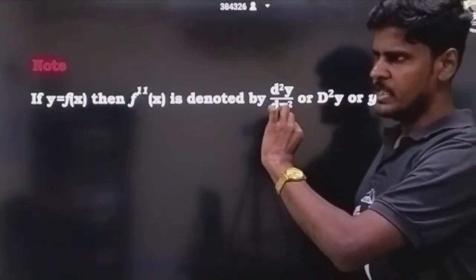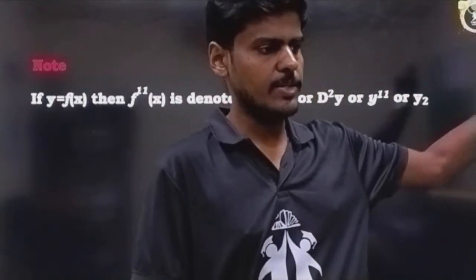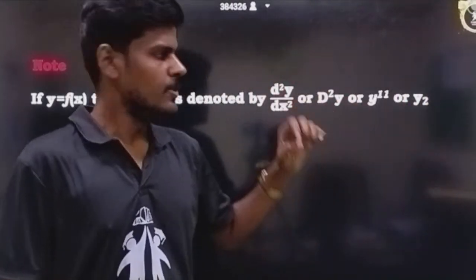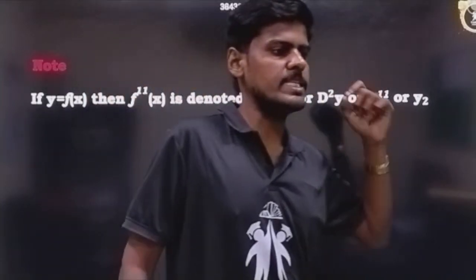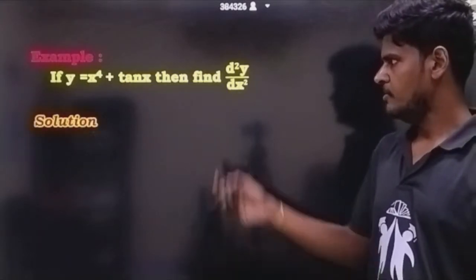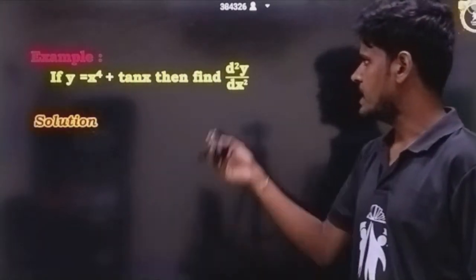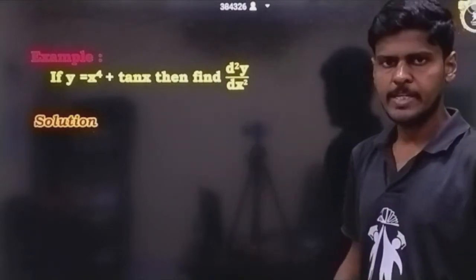Questions will be mostly in general. Either they may give a relation and ask you to show or prove the second order derivative, or they will ask you to find the second order derivative, find d square y by dx square, given a function. We will see one example. y is equal to x power 4 plus tan x, find d square y by dx square.